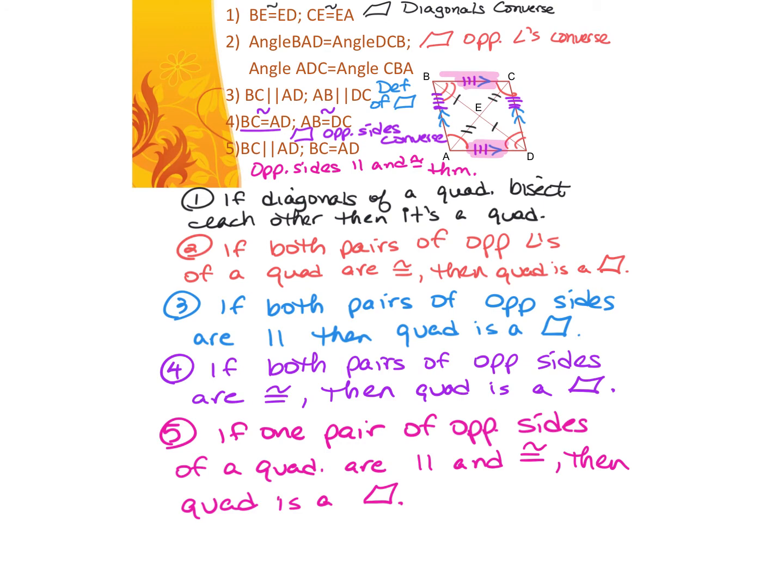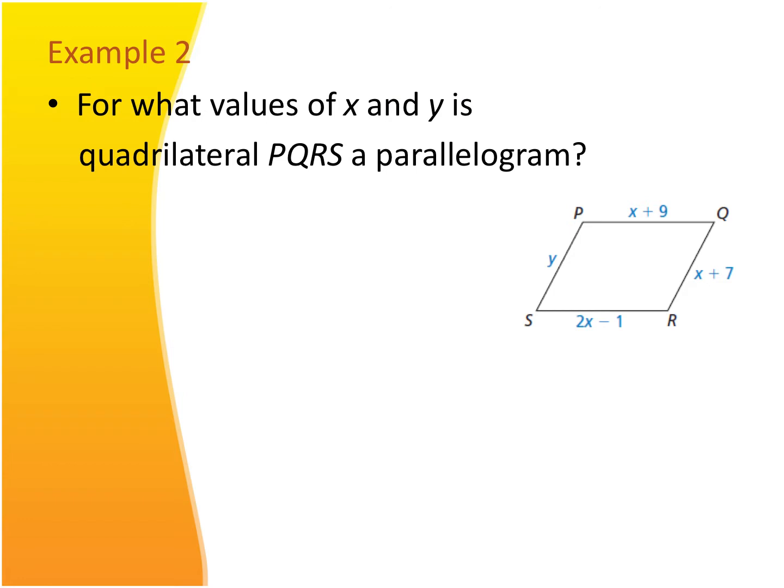So we'll try another example. This time we're going to find values of x and y. So example 2, it says, for what values of x and y is quadrilateral PQRS a parallelogram? So notice everything that's in my picture are things along the sides. So what I'm going to be using here to find the values of x and y is, I need to show that the sides are congruent. So I'm going to be using the parallelogram opposite sides converse to get the values of x and y.